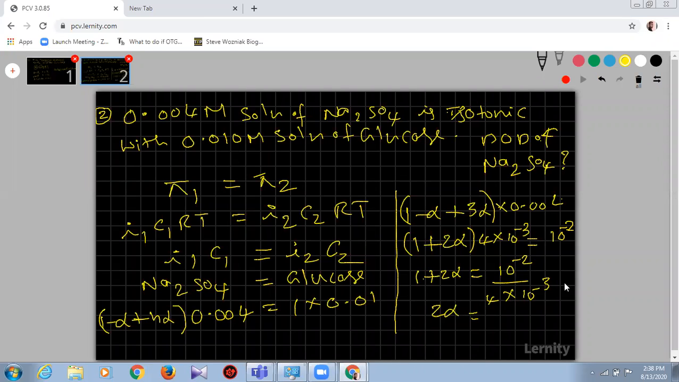Now, 2 alpha is equal to, then what you get here? Minus 2, it goes to the numerator, 10 by 4. 10 by 4 means 2.5, minus 1. That means 2 alpha is 1.5, and alpha is equal to 0.75. That means 75%. 75%. Hope you understood. Take it down.